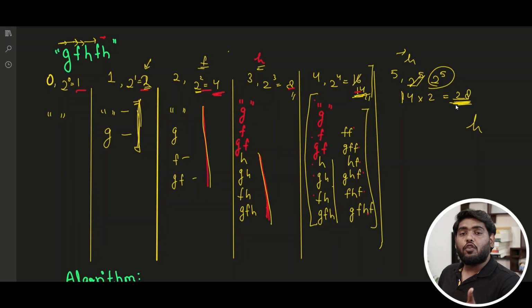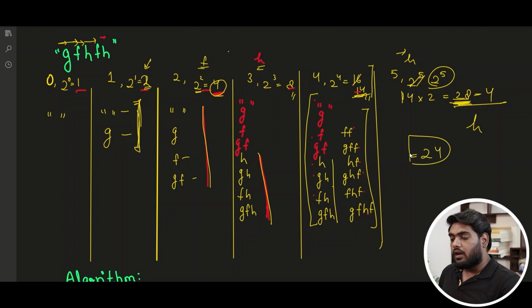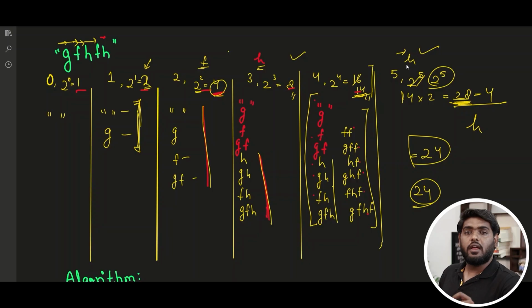So from 28, what do we have to deduct? We have to deduct this value. Okay, we have already made combinations of these values with h. We do not have to repeat that. Thus, we'll subtract 4 from it. So till now, we are having 24. And for this question, 24 is the final answer. I hope with this example, with this column and this column, everything would have been clear to you.